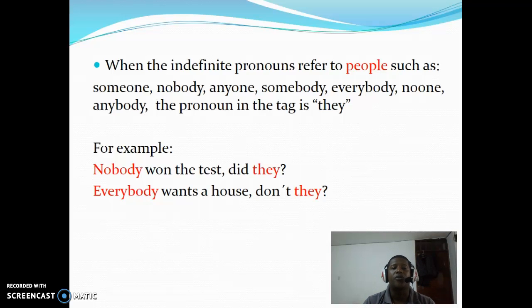Let's see the second example. Everybody wants a house, don't they? In this case, I say everybody, I'm referring to people. The verb want is in simple present, so don't, because do and don't work with they, right? It's like the previous example, but in simple present.